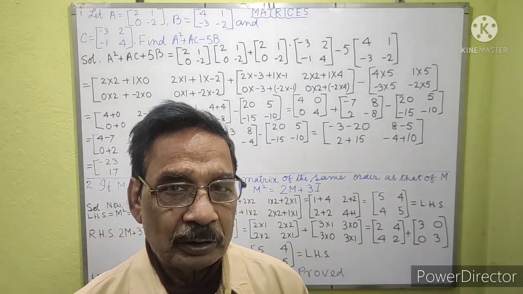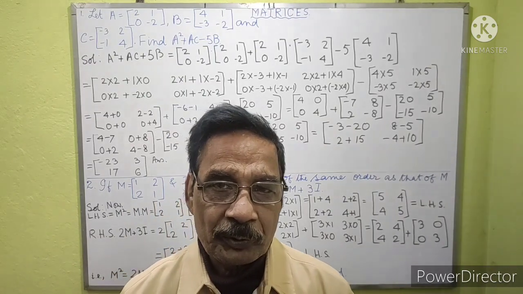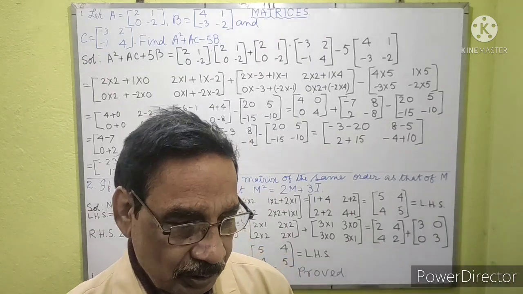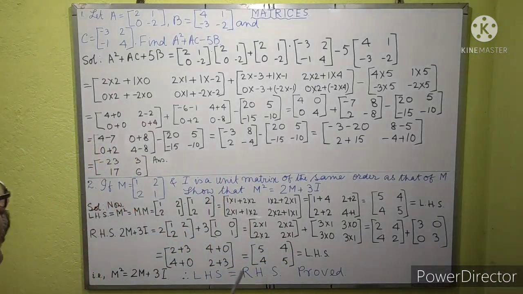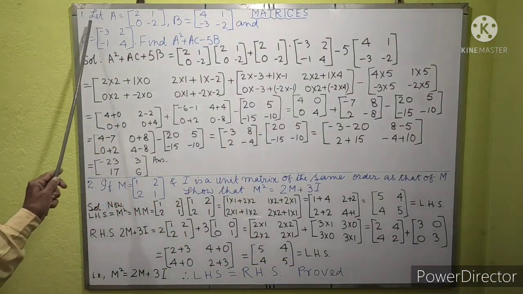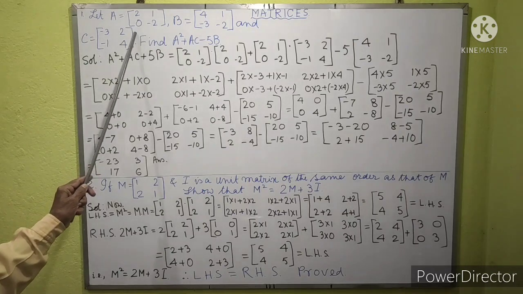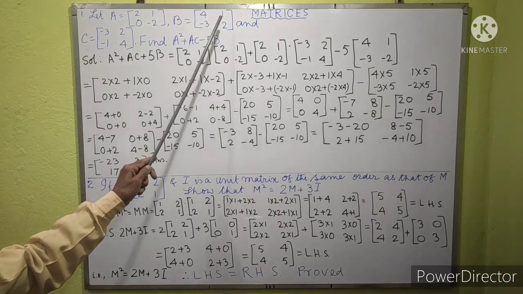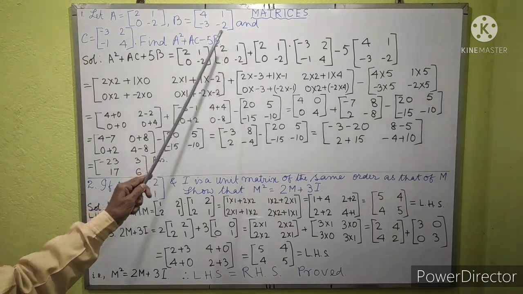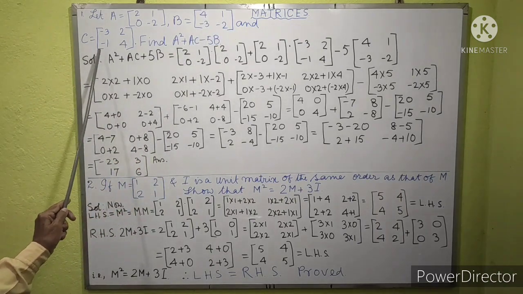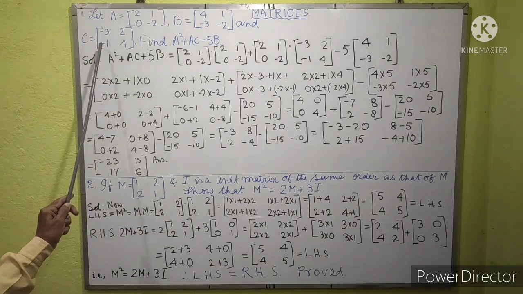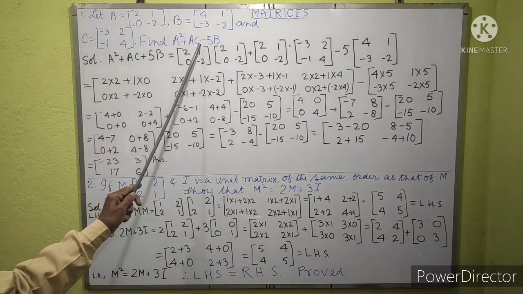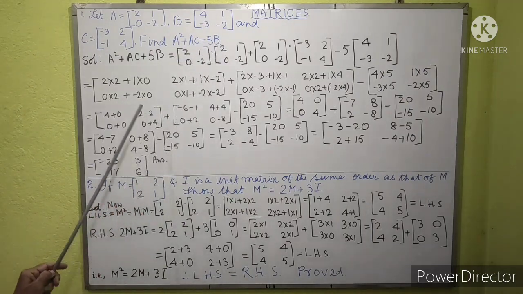Today you will get two problems. These problems are from the multiplication of matrix. The first problem: let A equal to [2, 1; 0, -2], matrix B equal to [4, 1; -3, -2], and C equal to [-3, 2; -1, 4]. Find A square plus AC minus 5B.